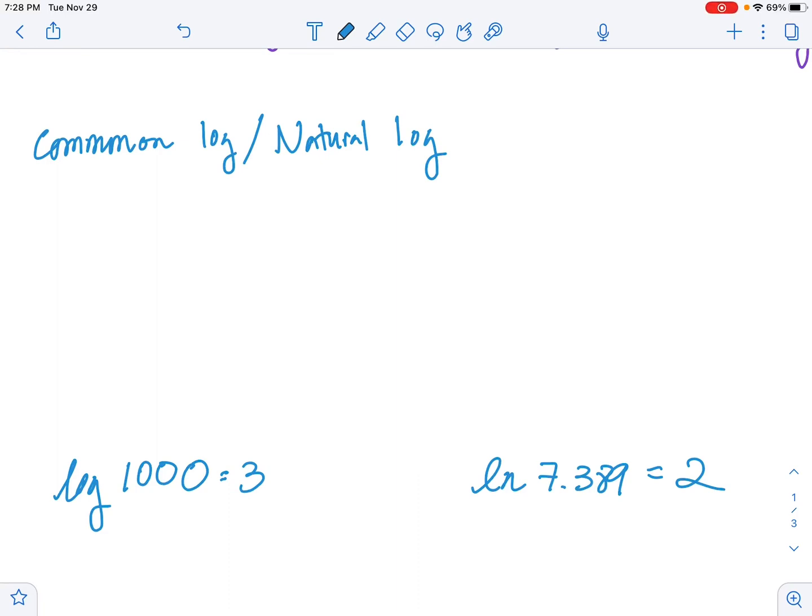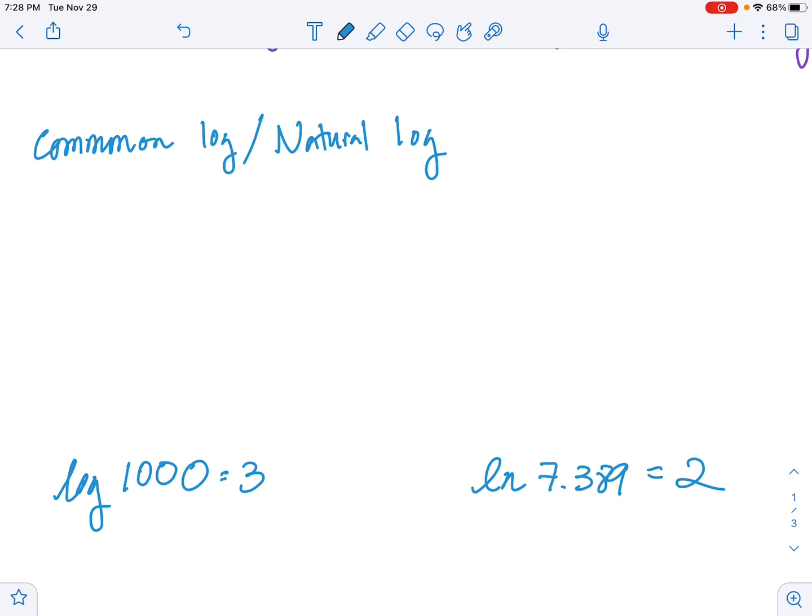In this video, we're going to talk about common logarithms and natural logarithms. These two are very commonly used, so we have different symbols for them, but they really mean exactly the same thing as just a regular logarithm.